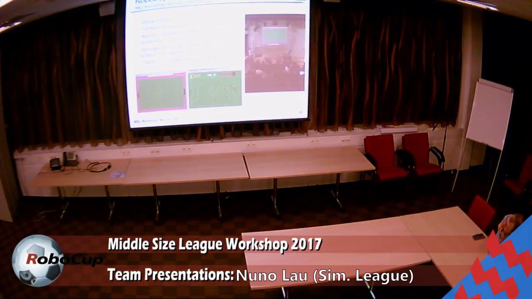The robots are virtual, the environment is 2D, of course. The dimensions of the field are quite similar to the real ones. And then agents are controlled by different processes, and the simulator sends perceptions to and receives actions from the agents. Teams work with 11 agents against 11 agents plus a coach.